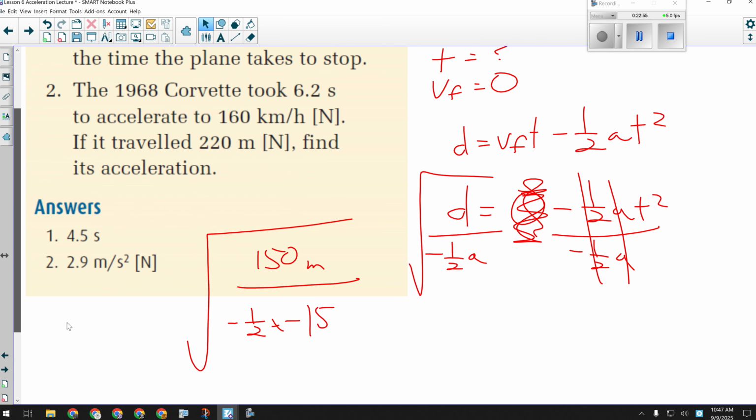How many people have done number 2? Okay, I'm going to give you a couple more minutes on number 2. You're looking for the acceleration there, but remember, you've got kilometers per hour there, so you have to do that 3.6 conversion.